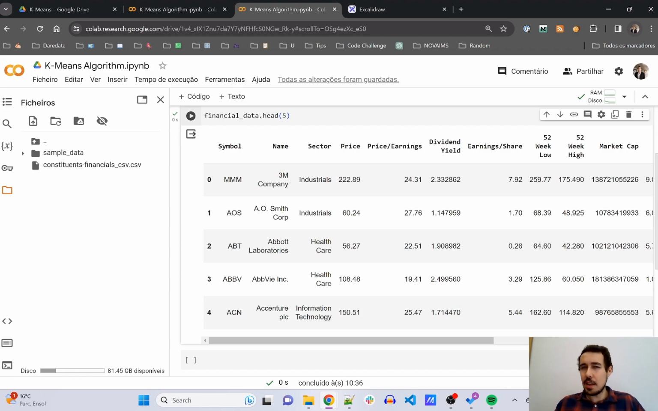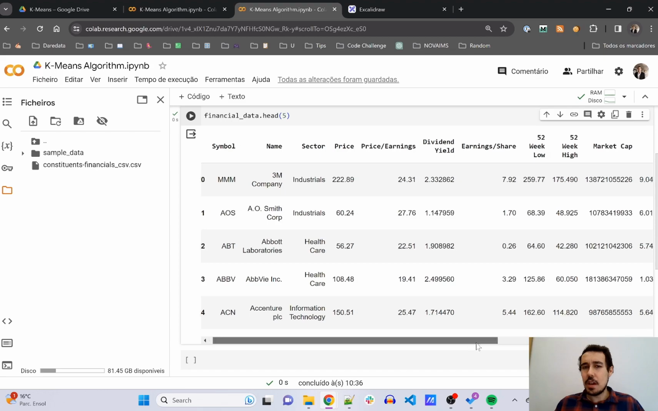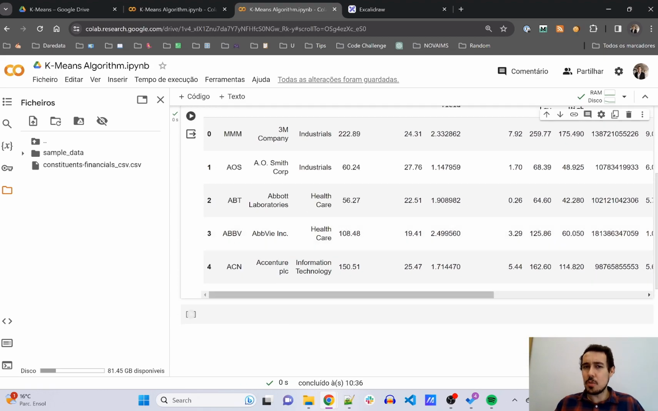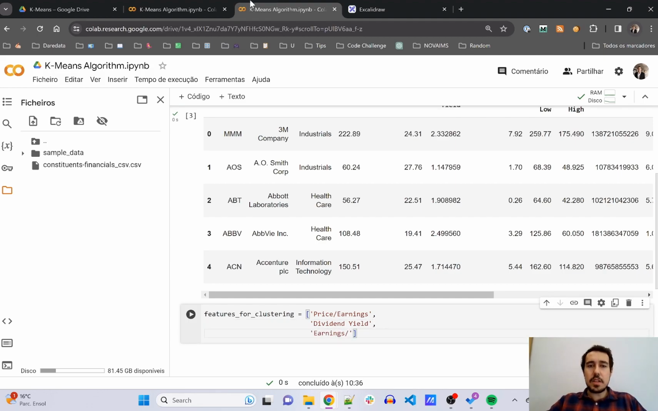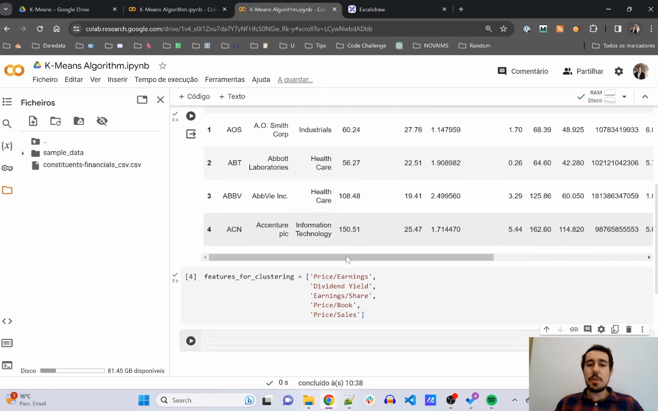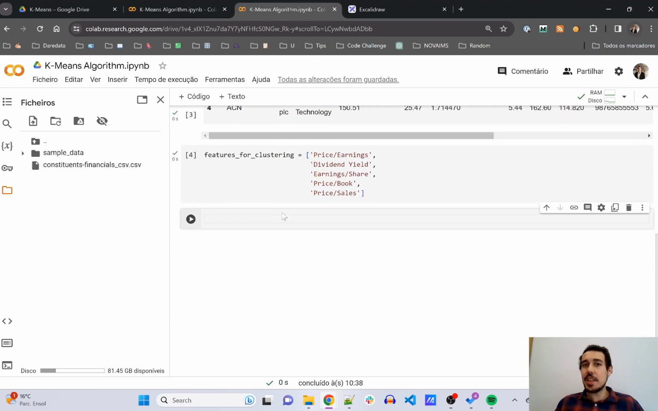Everything that is kind of a ratio can be used for comparison, and that's what we are going to do here instead of absolute numbers. So I'm going to choose the following features. The features for clustering will be the following: price to earnings, dividend yield, earnings per share, price to book, and price to sales. These will be my features that I'll use for fitting a clustering solution here.